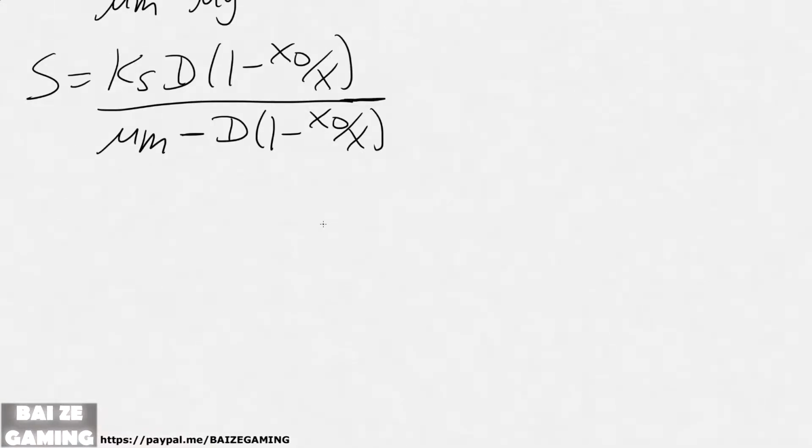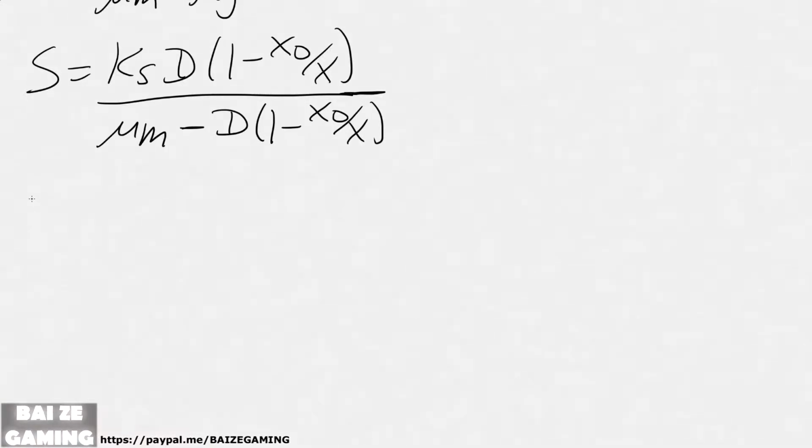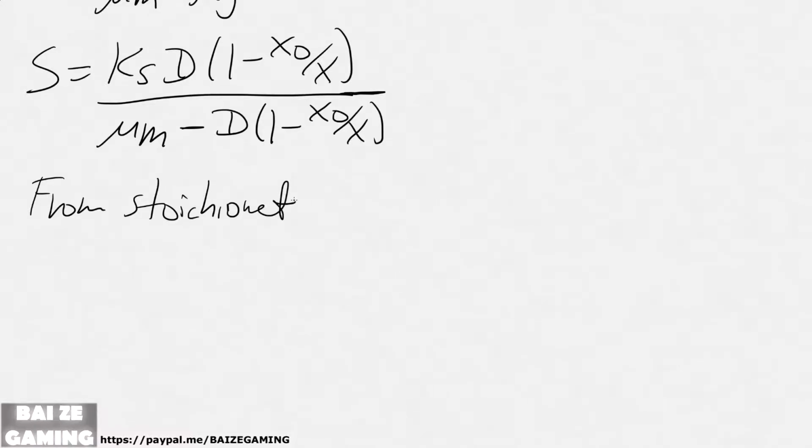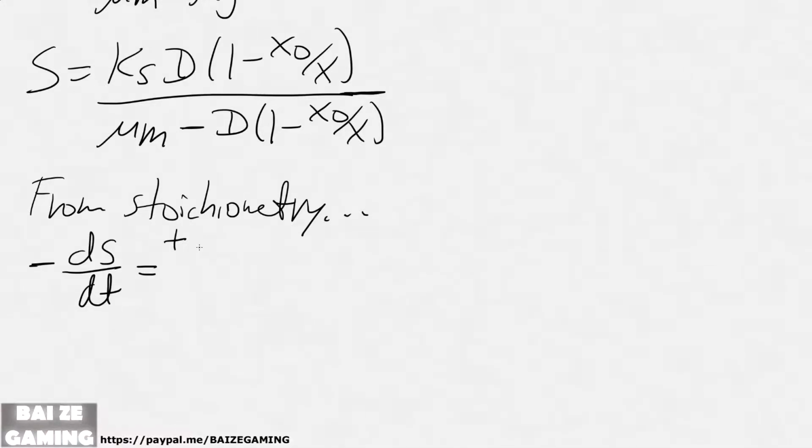So let's take another approach. From stoichiometry, since KD is 0, we can actually take this approach. It actually makes it really easy. The change in S over time is this over the yield coefficient.